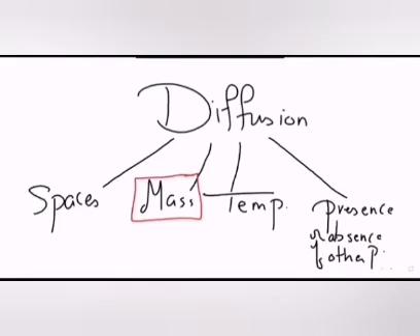Of course, when spaces between particles are larger, then diffusion happens at a faster rate. If temperature is higher, diffusion happens at a faster rate. And in absence of other particles, like in space, diffusion is much faster than in air. In space, diffusion is faster than air because of absence of molecules of gases.